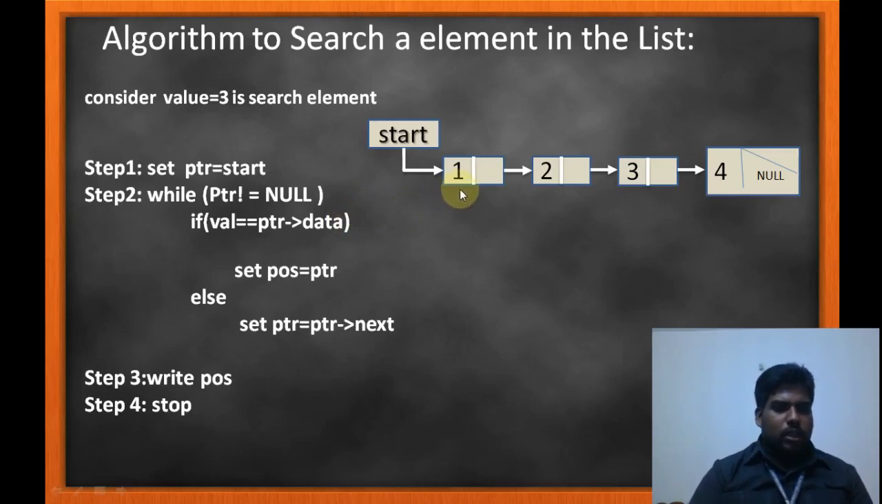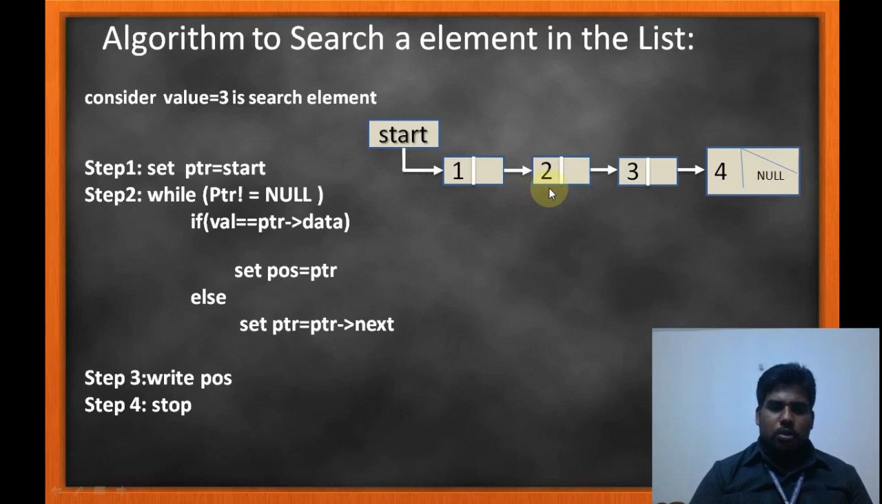The first node. So pointer data, what's the pointer data here? Pointer data is 1. Okay. So 3 equal to 1, condition false. So it will come to the else part. Else is pointer, set pointer equal to pointer next. So you are assigning this pointer to this pointer. So now your pointer is locating this.